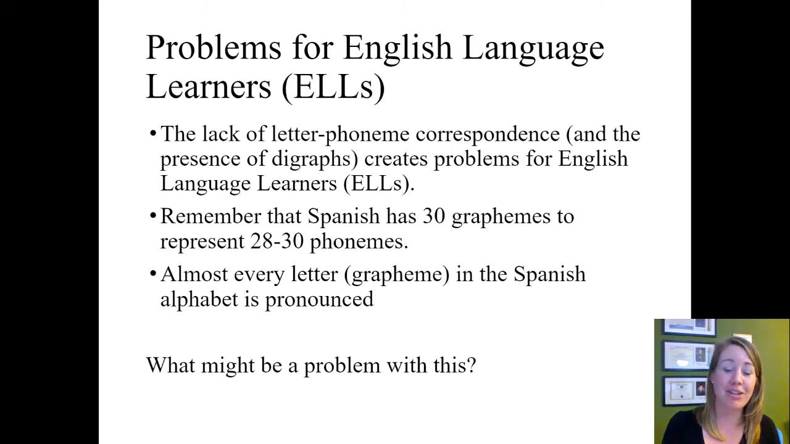So there's problems too if we're looking at Spanish speakers learning English or English speakers learning Spanish. There's problems when there's not this consistency between the languages. The lack of letter to phoneme correspondence creates problems for English language learners. Almost every letter in a Spanish word gets pronounced, okay? So if you have a 9-letter word in Spanish, almost all of those 9 letters are going to get a unique phonemic sound. So why might this be a problem for a Spanish speaker learning English?